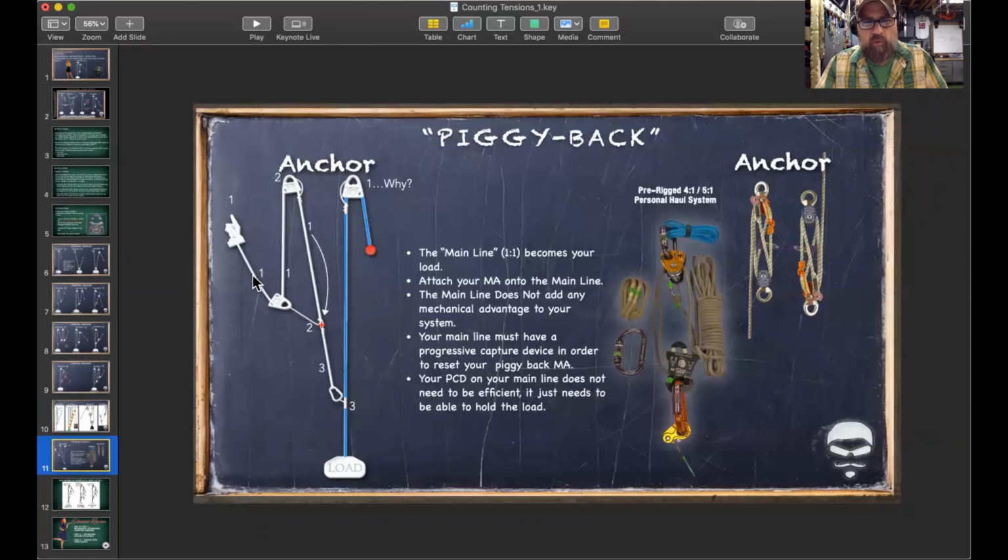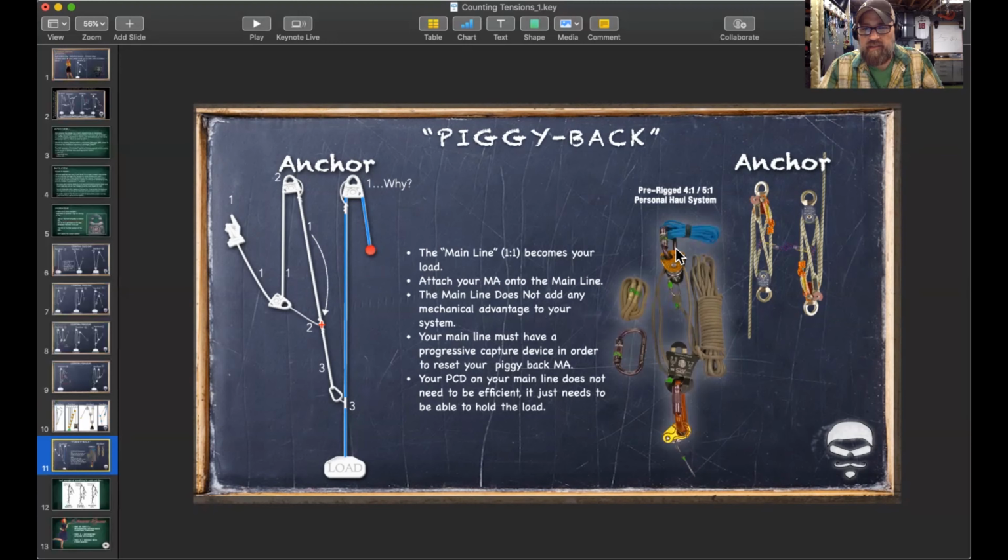So as you see here, all we did was attach a 3-to-1 onto our main line, and it is nothing more than a 3-to-1 piggyback system. When we look at some of the ones commercially available, this is the new one from North American Rescue that's hitting the website really soon, which is their individual mechanical advantage system, a pocket mechanical advantage system that articulates with almost everything.